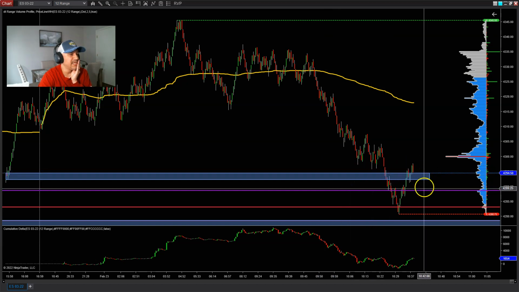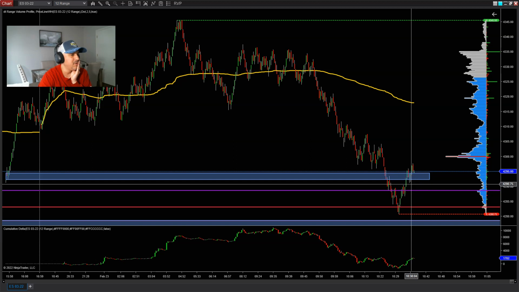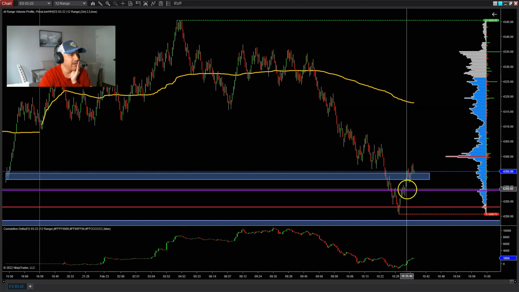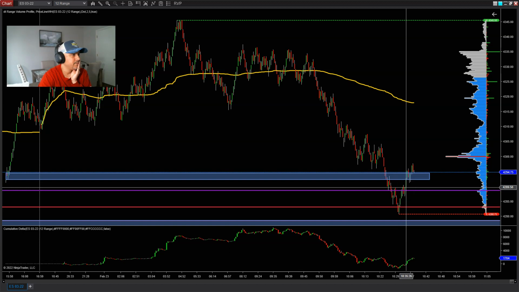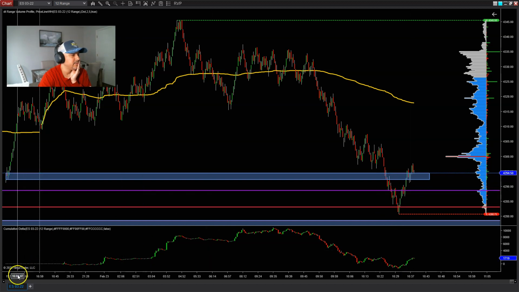And that's not to say price can't pull back to this area, because it could definitely pull back to this area, this small area of demand right here. Okay, so we'll see what happens.